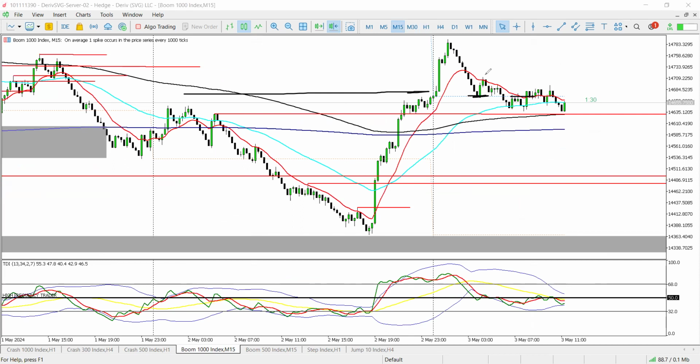So for me to actually buy this, I would love to see price push up, maybe break this order block here, then come back to retest. Then I can look for buys. I can confidently look for buys.